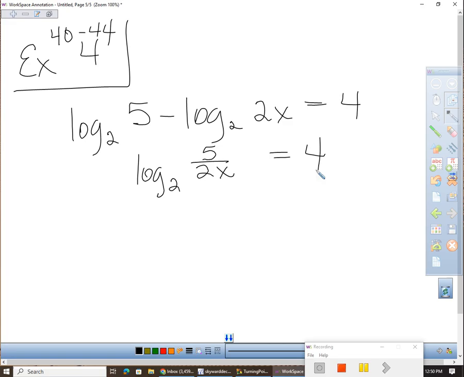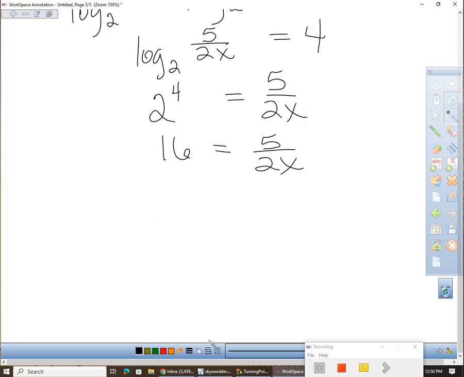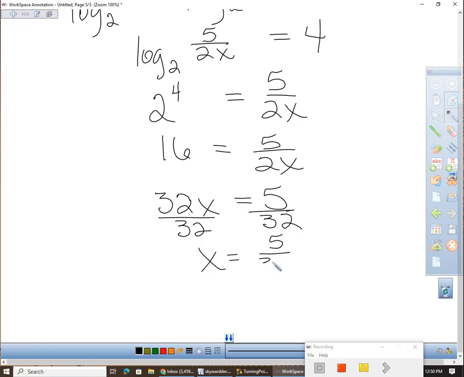Now I can change this into exponential form. I take my base of 2, raise it to the 4th power, equals 5 over 2x. 2 to the 4th power is 16, equals 5 over 2x. What do I do now to solve? I have to multiply both sides by what? 2x. So if I multiply by 2x, I'm going to get 32x equals 5. And now, divide by 32. We get x equals 5 over 32. Or if you have the decimal, that's fine too.